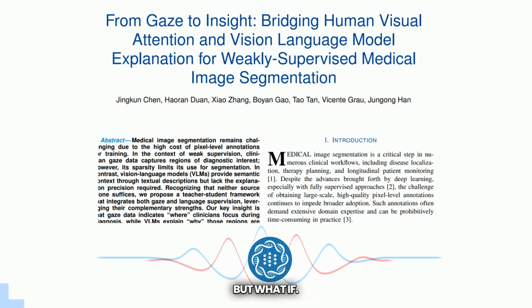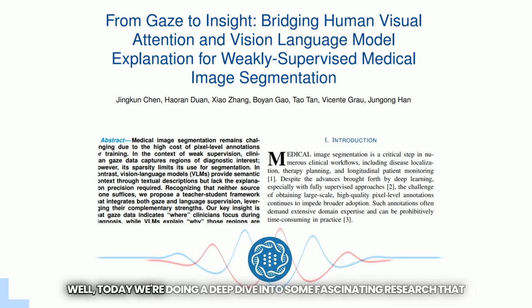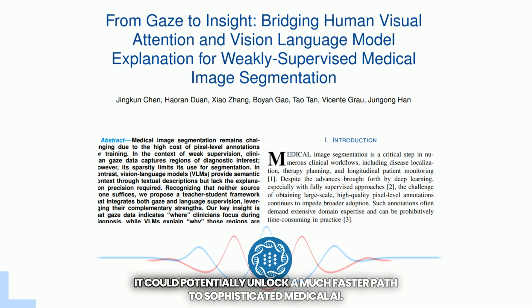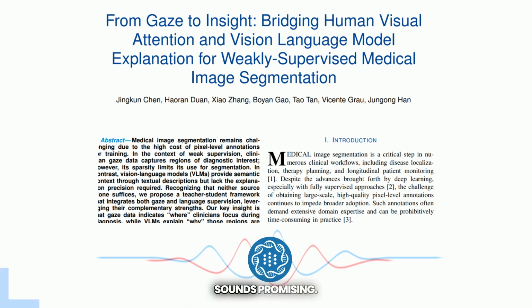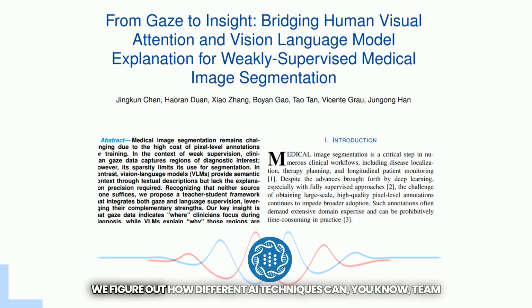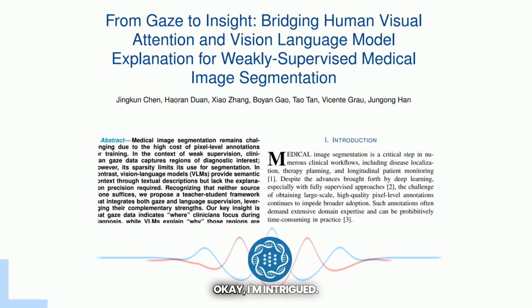Definitely. But what if we could get around that really intensive labeling? That's the goal, right? Find smarter ways. Well, today we're doing a deep dive into some fascinating research that offers a really clever new approach to this exact problem. It could potentially unlock a much faster path to sophisticated medical AI. Sounds promising. I think prepare for some serious aha moments as we figure out how different AI techniques can team up in unexpected and frankly brilliant ways. Okay, I'm intrigued.